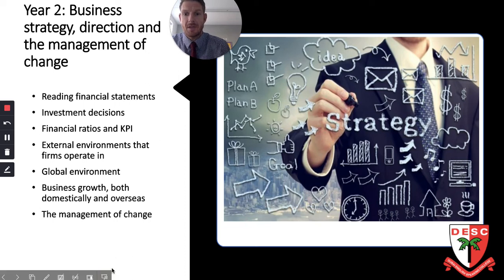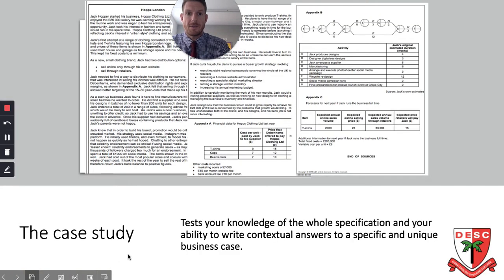So you can see in front of you here, this is an example of paper 3. So we've got a roughly 3-sided case study, and this unique business case will test your understanding and knowledge of both year 1 and year 2. And you can see it's fairly evenly weighted between text and numerical data.